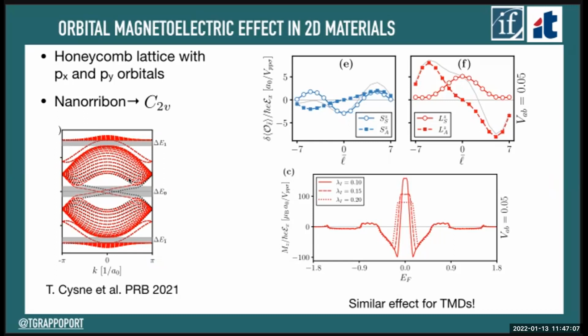So, this is something that we can see in TMDs as well. If in a ribbon we get the orbital accumulation along the length of the ribbon, we can separate our contribution into a symmetric and an antisymmetric contribution. The antisymmetric contribution can be associated with the orbital Hall effect, but there is also a symmetric contribution that's associated with an orbital Edelstein effect, that depends on the existence of edge states in the system.